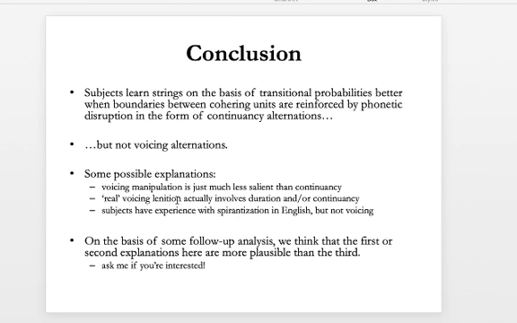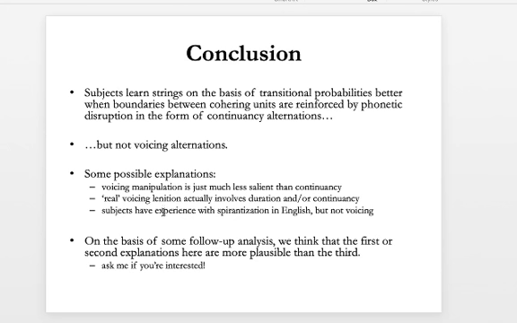But here are some ideas. Maybe this voicing manipulation is just much less salient than continuancy. So maybe the voicing manipulations do help segmentation, but you just need a much more powerful task to detect that because they're not as salient as the spirantization ones. Here's another idea. Maybe real voicing lenition in actual natural languages doesn't just involve voicing. Maybe it always involves some element of duration or continuancy in addition. And there are some suggestive results from the phonetic literature suggesting that languages described as having voicing lenition may actually have a number of other things going on as well.